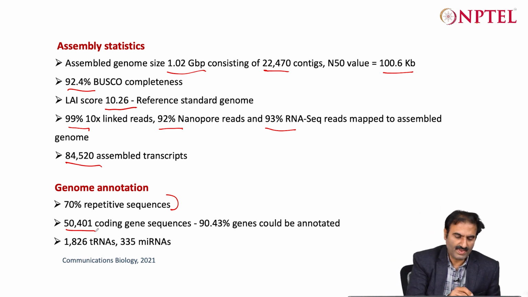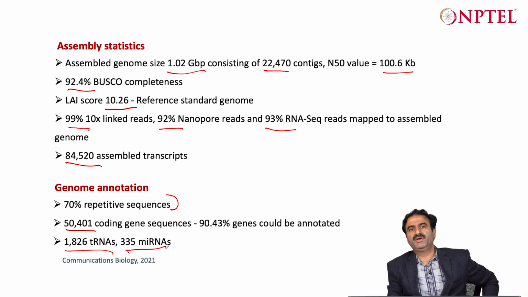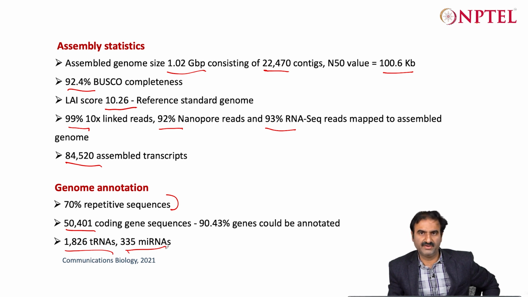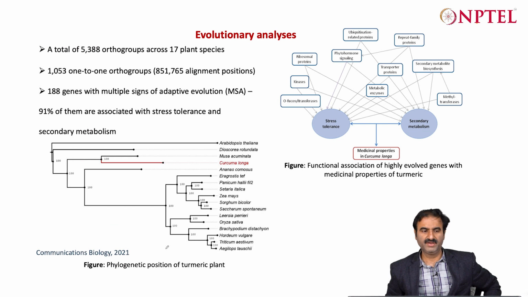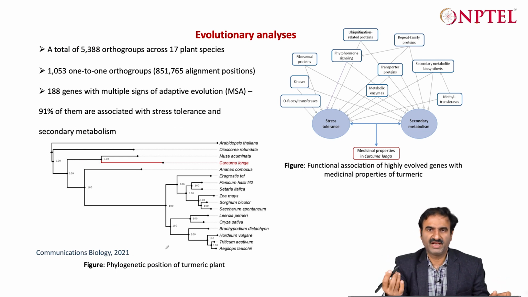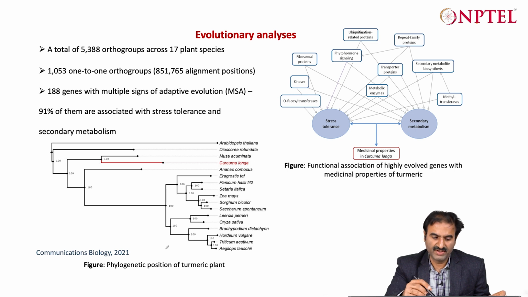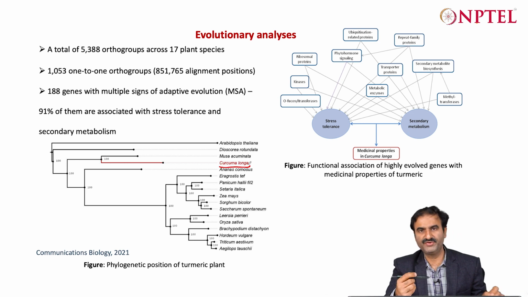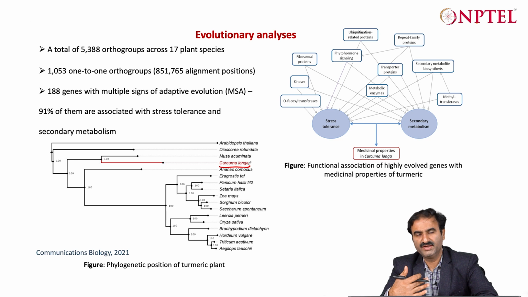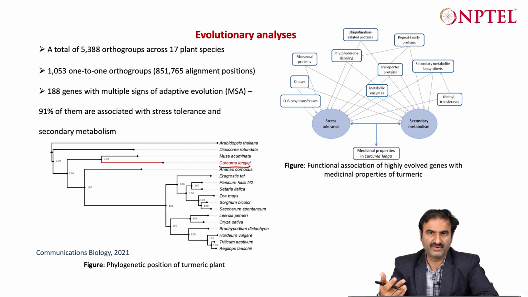Then identification of tRNAs and microRNAs is very important because many groups and researchers are involved in this research, and these kinds of things have to be reported in the genome paper. This is followed by evolution analysis, because first of all you have to make a phylogenetic tree where you accurately map your genome in the context of all the genomes available close to your species of interest that you have sequenced.